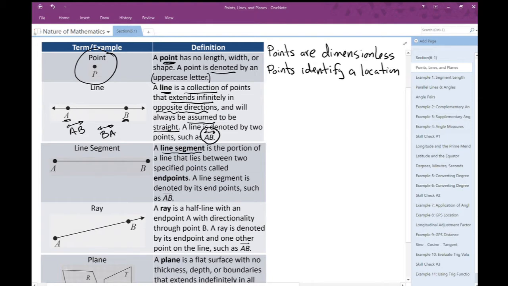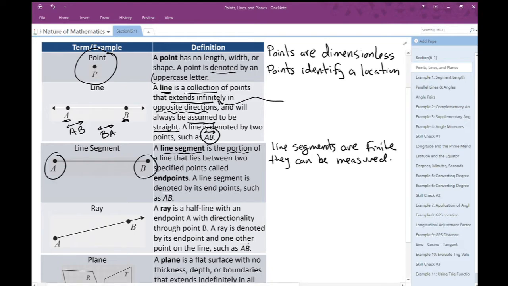Next in our vocab is line segment. A line segment is a portion of a line. Line segments are finite. And when we say they're finite, that means they can be measured. To contrast that to a line, a line cannot be measured because infinity is not a number. We cannot measure infinity. So lines have no measure, but line segments do. We name a line segment using the endpoints, and we denote it with a bar over it with no arrowheads. So we can call this segment AB or segment BA. They are equivalent, and when we say they're equivalent, that means they represent the same collection of points.